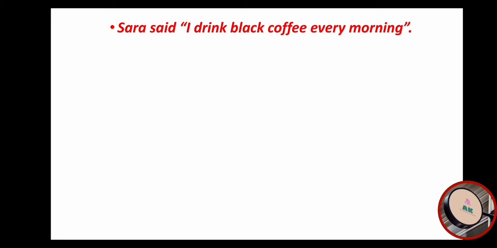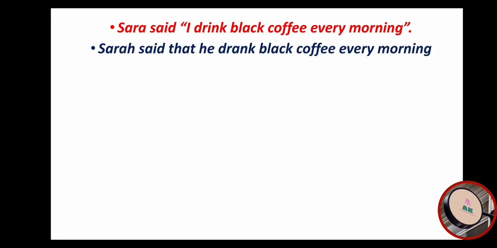So you have to change that. Okay, how are you able to change it? Keep the three rules in front of you and try to change that. First you have to change the pronoun, then you have to change the tense, back shift the tense, either it's a past or you have to change to the past perfect, it depends. Then you have to change the time and place expressions. I don't think there is a time expression here, so here is the answer. Sarah said that he drink will be drank, okay, black coffee every morning.